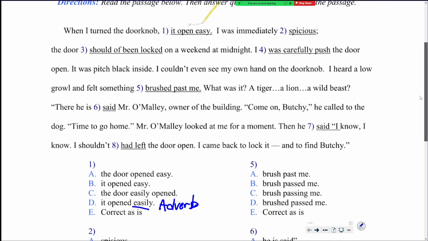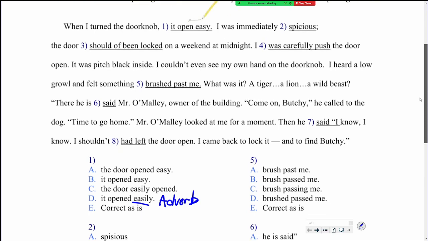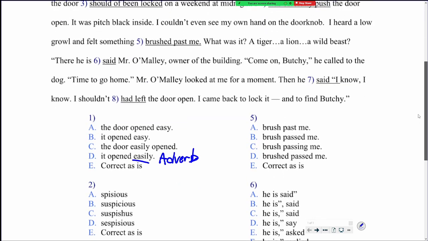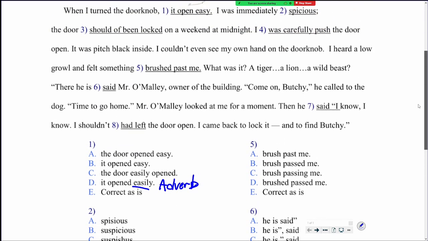I heard a low growl and felt something brushed past me. So that should be brush past me. Yeah, so I felt something brush past me. If it said, I felt something as it brushed past me, that would be okay. But the way this is phrased, it should say brush past me.